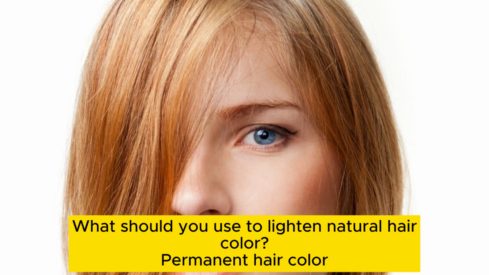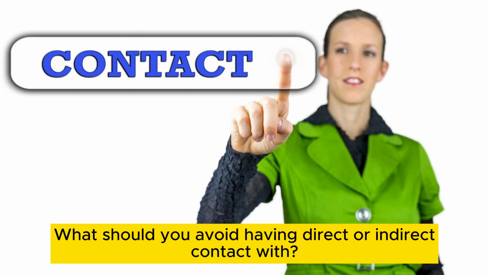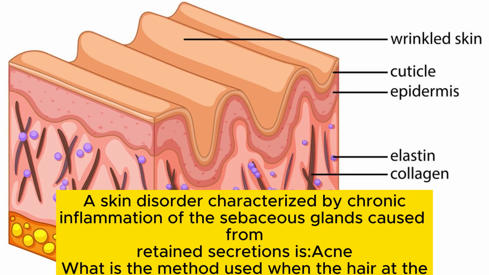Affleurage. What should you use to lighten natural hair color, permanent hair color? What should you avoid having direct or indirect contact with? Electrode. A skin disorder characterized by chronic inflammation of the sebaceous glands caused from retained secretions. What is the method used when the hair at the crown is longer than the nape?